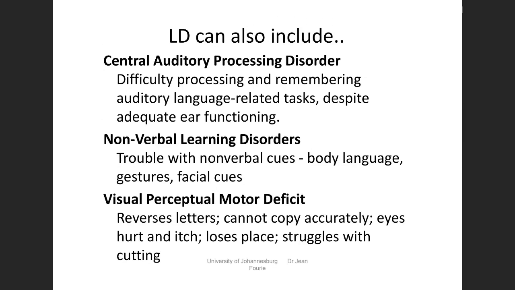And then non-verbal learning disorders: trouble with understanding the cues that people give, body language, gestures, facial cues. And this can also be associated with autism. Children who are on the autism spectrum often have difficulties with figuring out non-verbal cues. And visual perception motor deficit. This is not so prevalent. We prefer now to speak about dyslexia because it covers the difficulties that would be in a visual perception motor deficit.